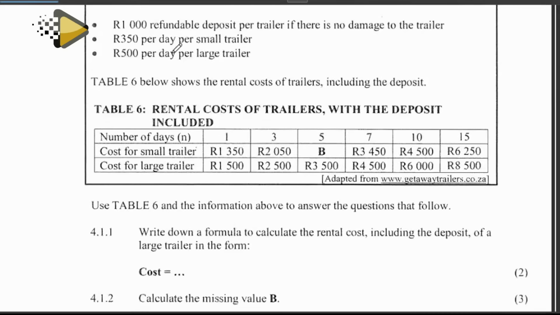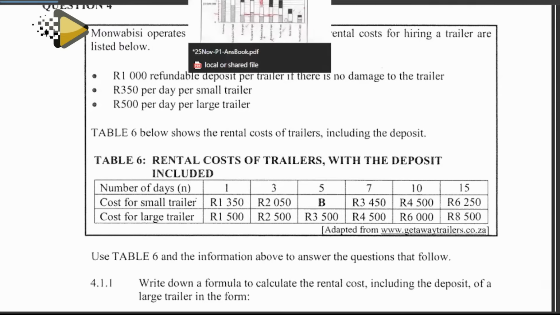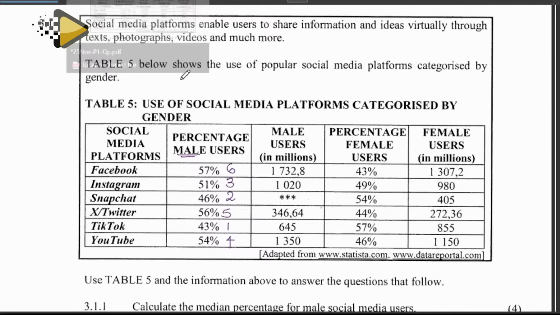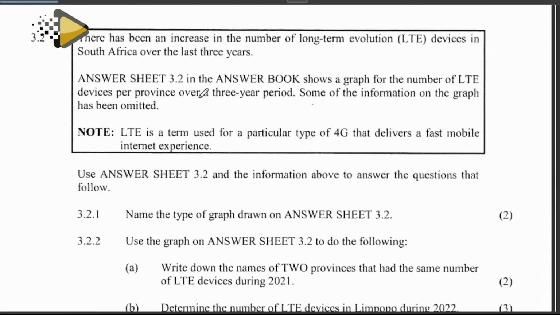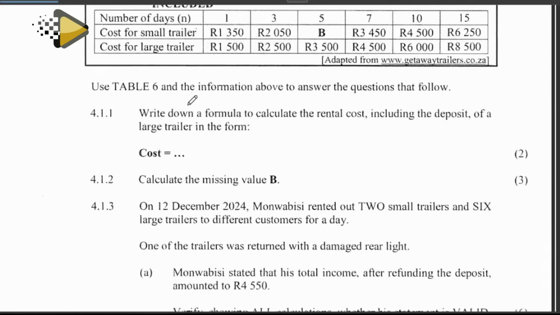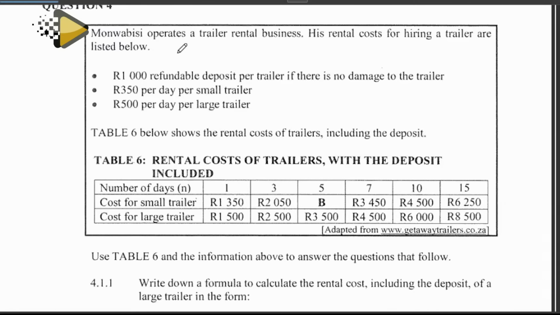We look at question number 4. Question number 4, we are entering finance. Question number 4 says Monwabis operates a trailer rental business. His rental costs for hiring a trailer are listed below. 1,000 refundable deposit per trailer if there is no damage to the trailer. 350 per day per small trailer and 500 per day per large trailer. Below shows the rental costs of the trailer, including the deposit.